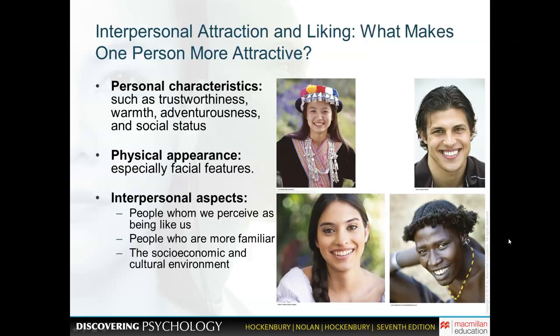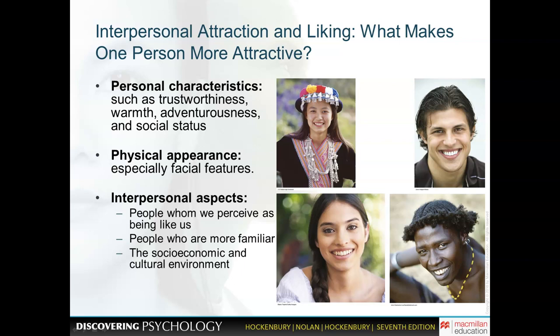Let's go a little bit further. We're going to start talking about interpersonal attraction and liking. So basically, what tends to make us find another person more attractive than others? I listed a few of the personal characteristics, things like trustworthiness. They tend to be warm or adventurous, or they might have social status, and tend to be a popular person.